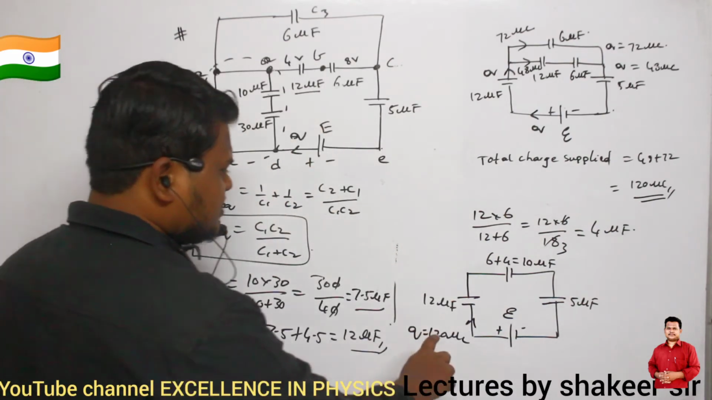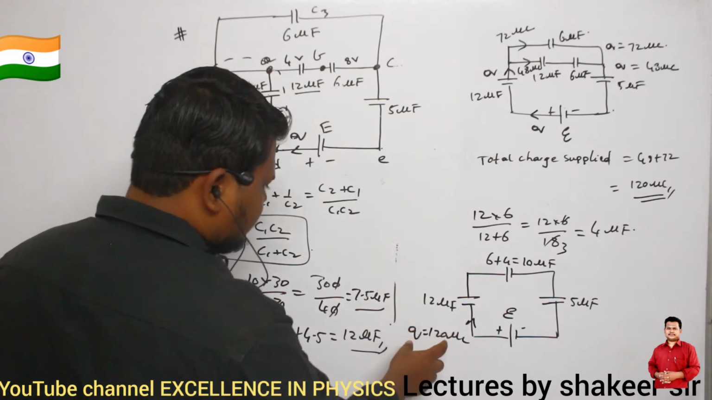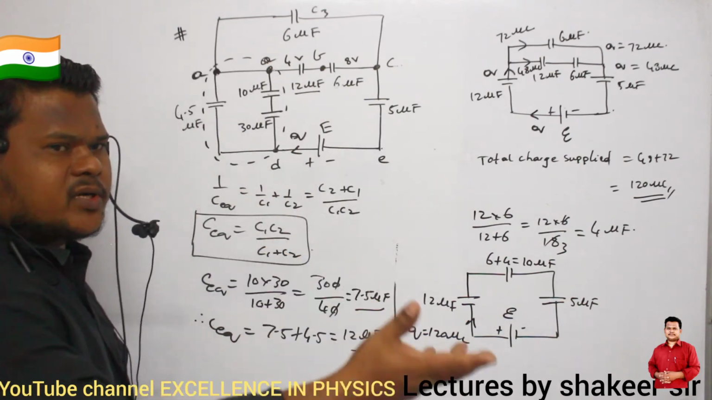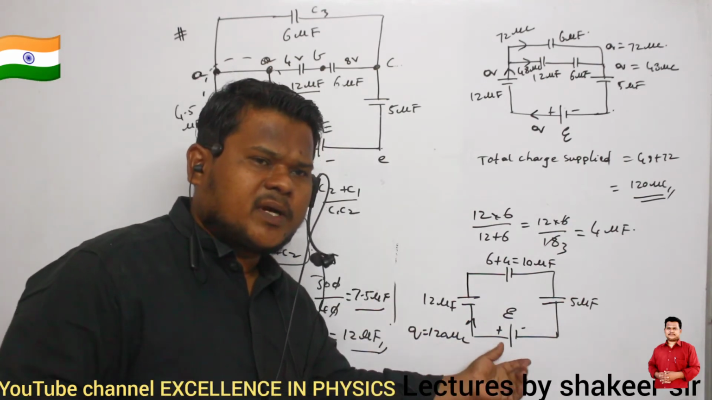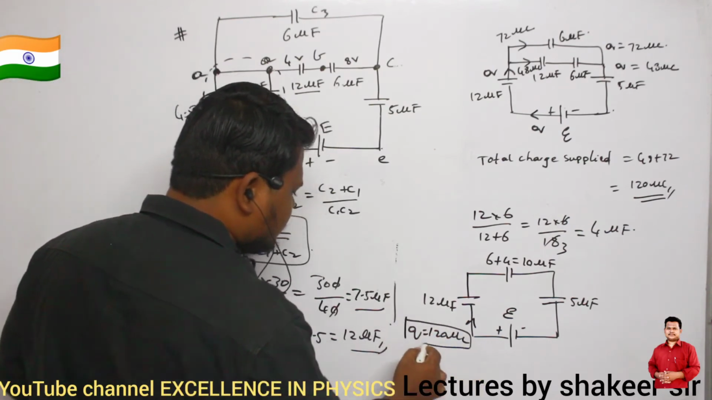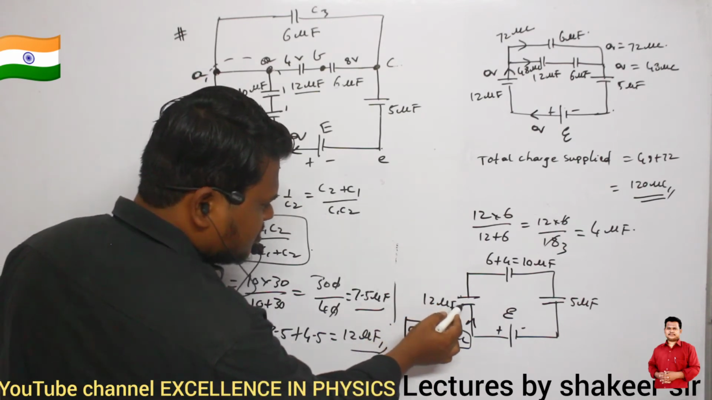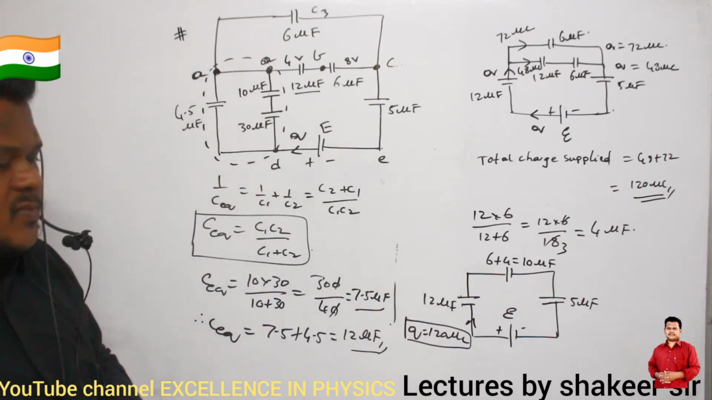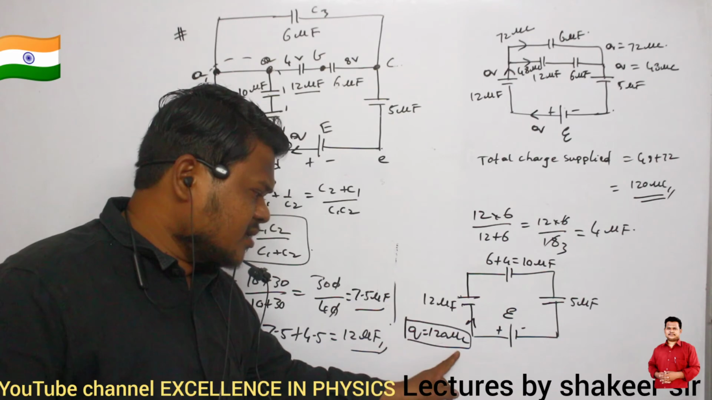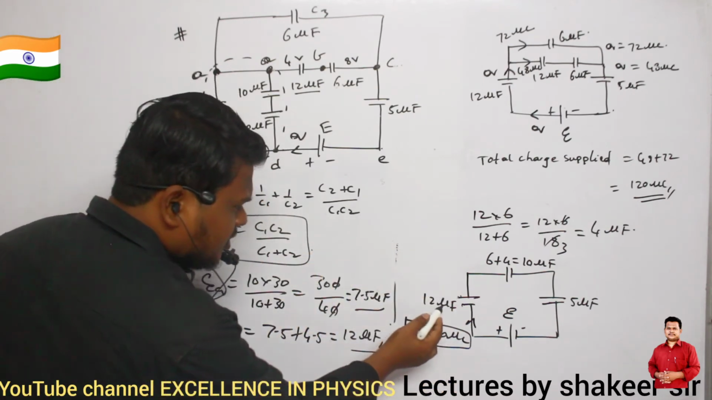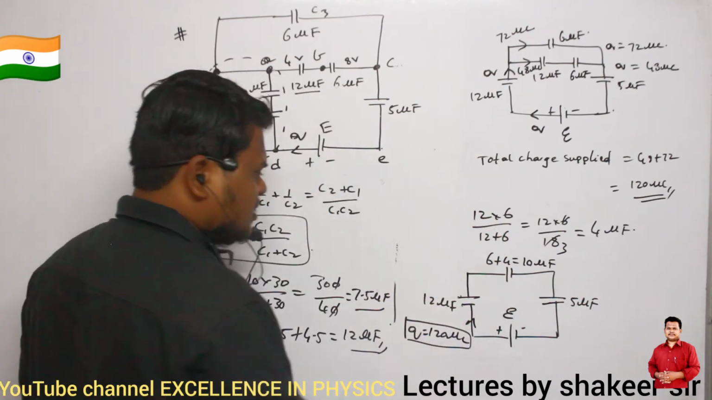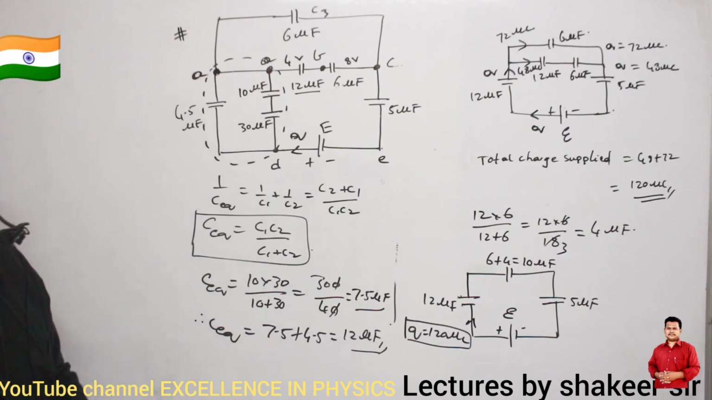If this is the total charge supplied by the battery, can't you calculate the potential difference in this one, the potential difference in this one and the potential difference in this one? Add all the potential differences. That is the total potential supplied by the battery. That's all. If the battery is supplying 120 microcoulombs of charge, can you say what is the charge stored in 12 microfarads? Come on. The total charge supplied is 120 microcoulombs. The charge stored in 12 microfarads is how much? Similarly, the charge stored in 10 microfarads is how much? The charge stored in 5 microfarads is how much? Can anybody say?